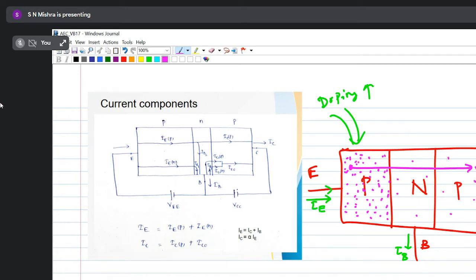Why? Because from the emitter, I want to transfer the carriers to the collector. In between, the base is coming. Now, the base is very lightly doped. Why? Because holes are the majority carrier in the emitter. When holes move to the base, I'll find electrons as the majority carrier. And if I dope the base more, then what will happen? I'll find more electrons in the base region. So more electrons are in the base region and holes are coming from the emitter. What will happen?